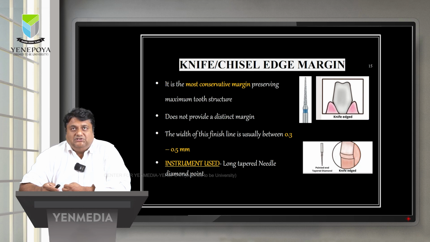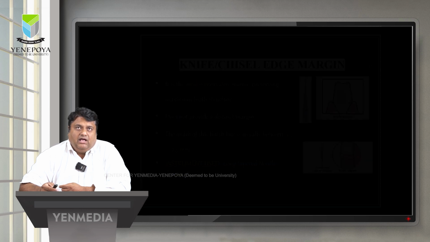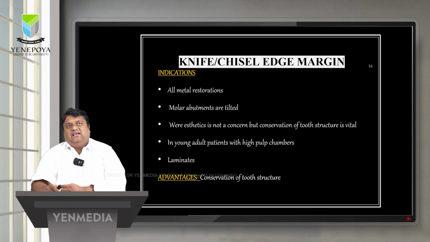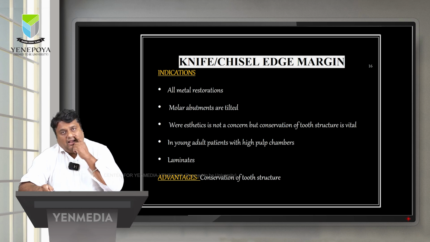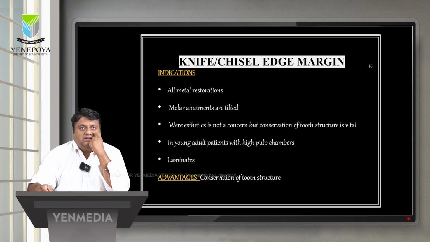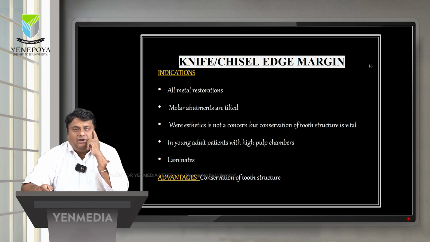So what are the instruments used to get these margins? You have the long tapered needle diamond point, so you can use this bur. The indications would be for an all metal restoration, for molar abutments which are tilted, where aesthetics is not a concern but conservation of tooth structure is vital, in young adults with high pulp chambers, and for laminates. Now we all need to remember that for laminates, bonding is very important.